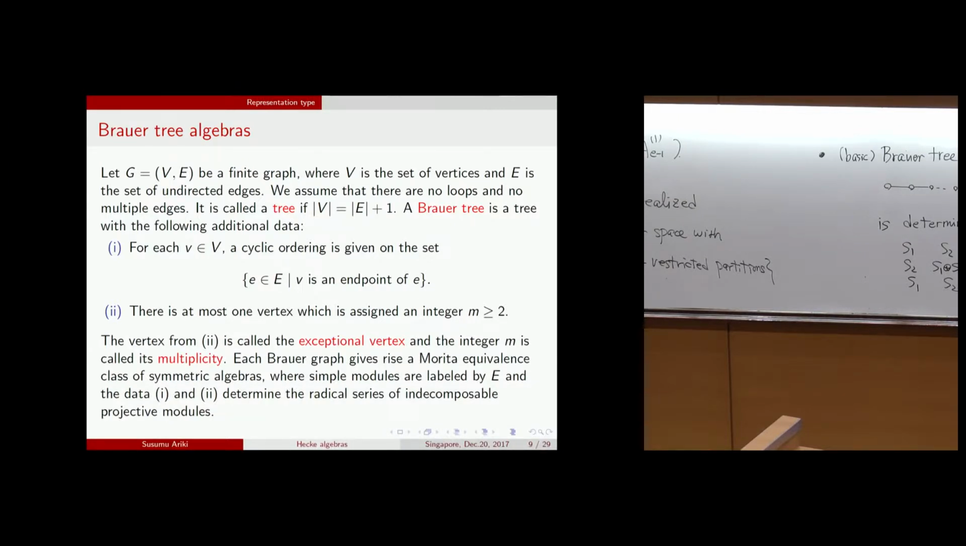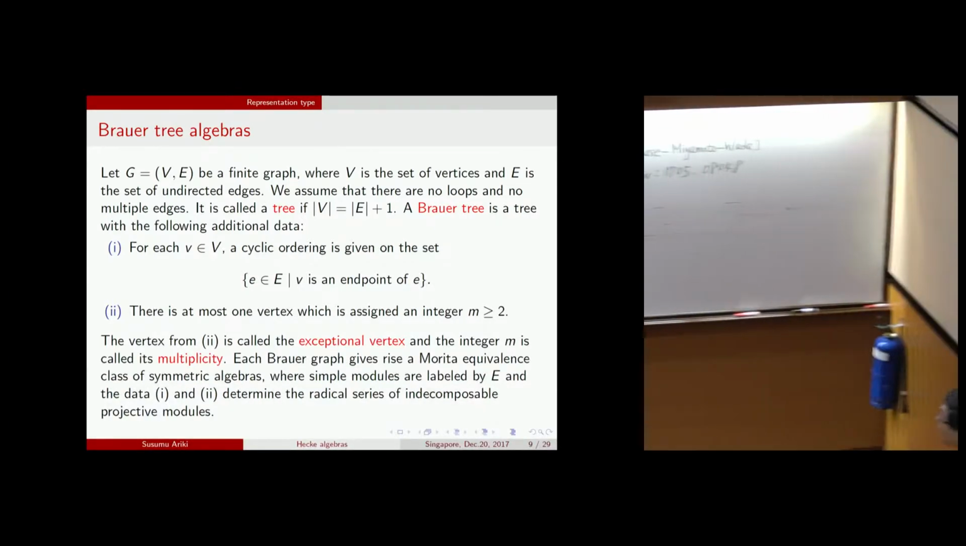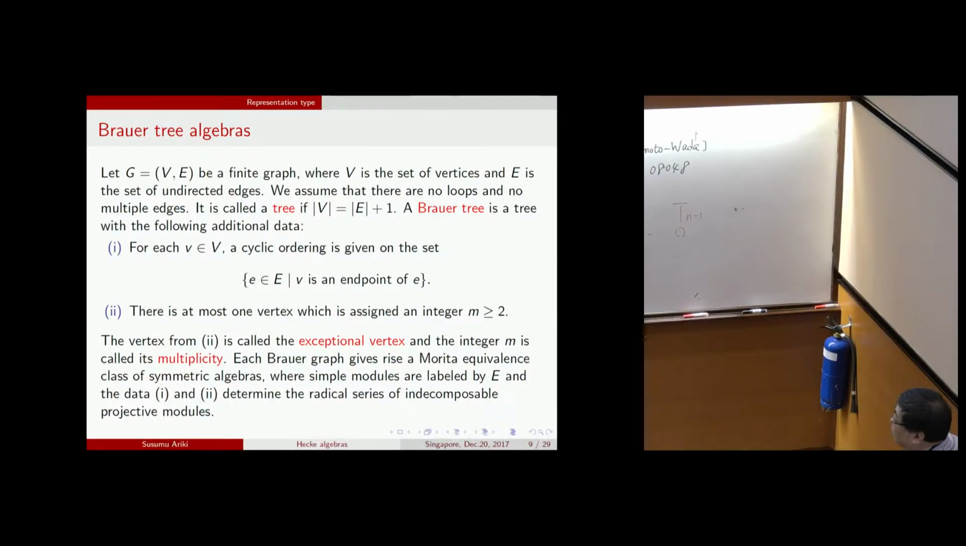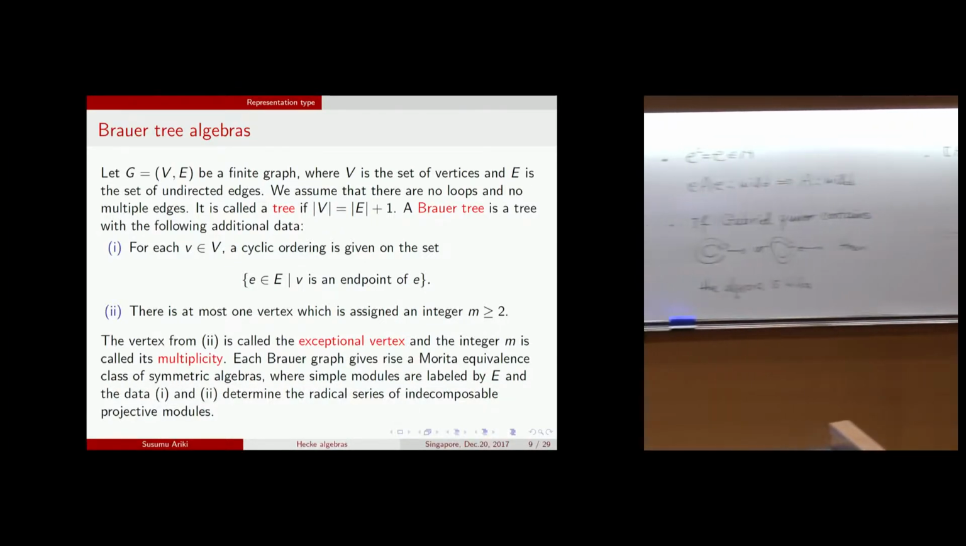And here, we are only interested in the special case that the Brauer tree is a straight line with n edges and without exceptional vertex. So in this case, the Brauer tree is a very familiar one. If n is greater than 1, then the first PIM is uniserial with these Loewy series, and the second one is like this, and so on. And the last one is also uniserial. The first one is uniserial. So this is a Brauer tree as a straight line without exceptional vertex.